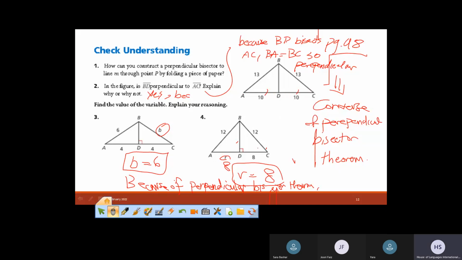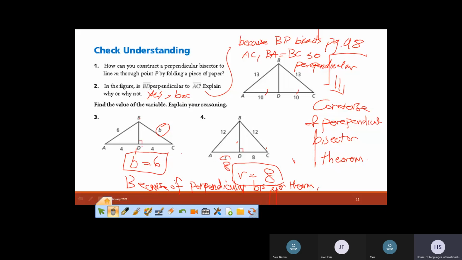Here, in number 3, they told you that it's perpendicular from this side. If this side is not marked, that means they will not tell you it's perpendicular. So here, it is perpendicular and it is a bisector. So, of course, the distance from B to the endpoints must be equal.